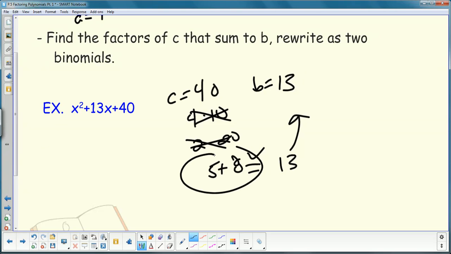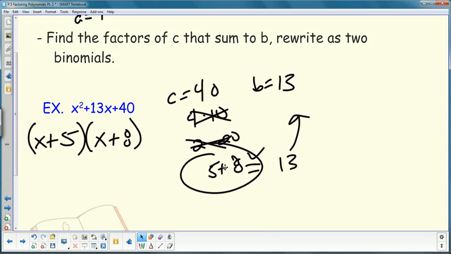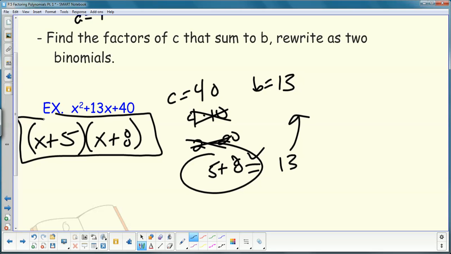We're done. We're just going to rewrite this as two binomials, x plus 5 times x plus 8. That's it. And because they're both positive, they're both going to stay plus. If we had different signs, that will create some different circumstances, and you'll see an example of that in the next question that you have.